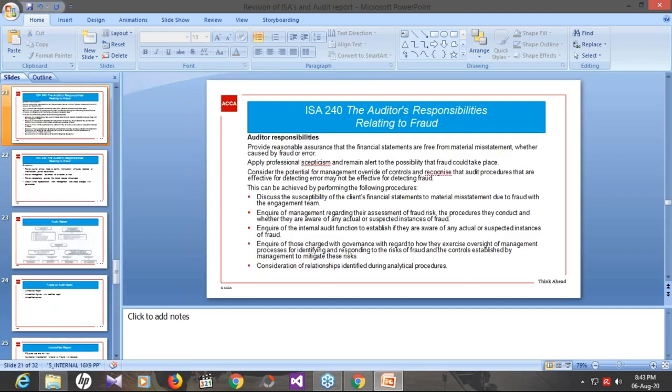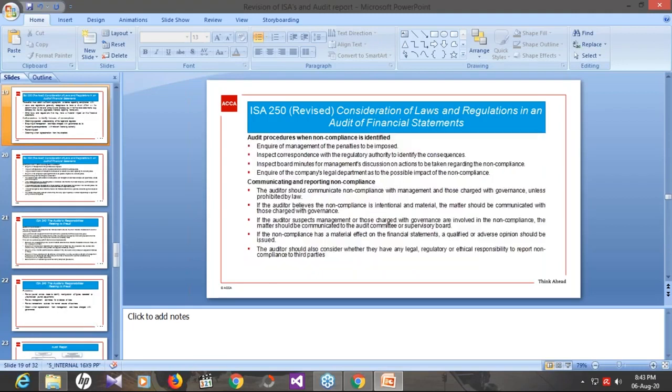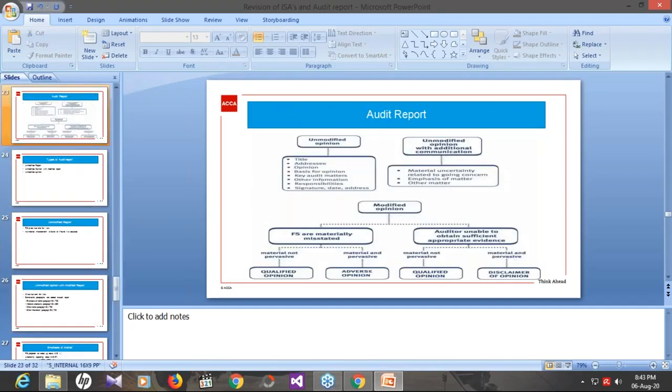As far as the audit report is concerned, as we discussed, there is the unmodified opinion, and the unmodified opinion with additional communication paragraphs, or we can say a modified report, which includes material uncertainty, emphasis of matter paragraph, other matter paragraph, and all those. Then there is the modified opinion, in which we need to evaluate whether a misstatement is material or pervasive, and whether the auditor was able to obtain sufficient and appropriate evidence or not. This is very important. You should memorize these things.